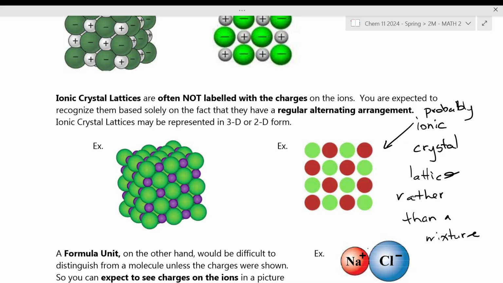It has a very regular pattern. Plus, minus, plus, minus, plus, or whoops, minus, plus, minus, plus. Plus, minus, plus, minus. See, it's alternating. We have an alternating pattern.